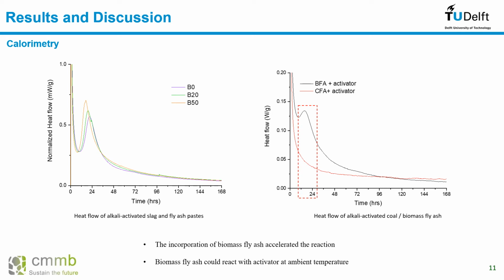So in the early stage, the biomass fly ash is more reactive compared with the coal fly ash, but after 96 hours, the heat flow for the biomass fly ash is lower than coal fly ash. This is because the biomass fly ash doesn't have as much reactive silica and aluminates compared with coal fly ash.